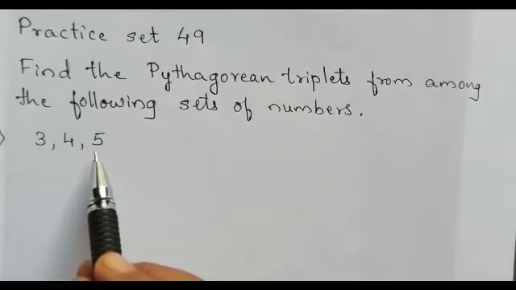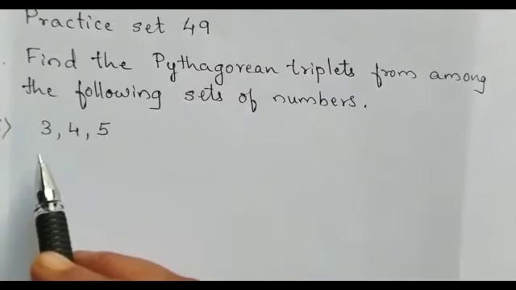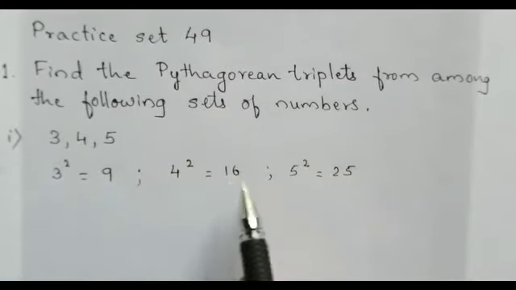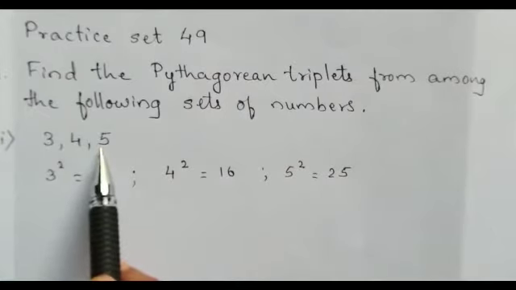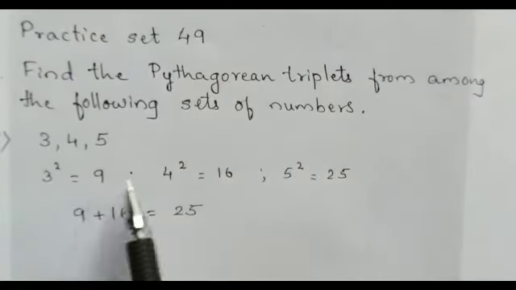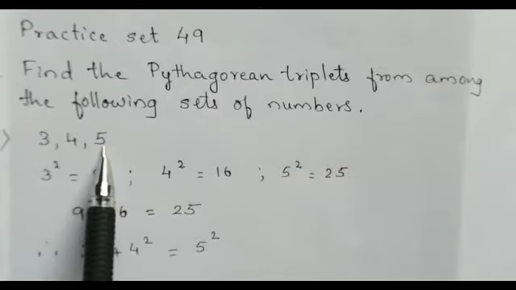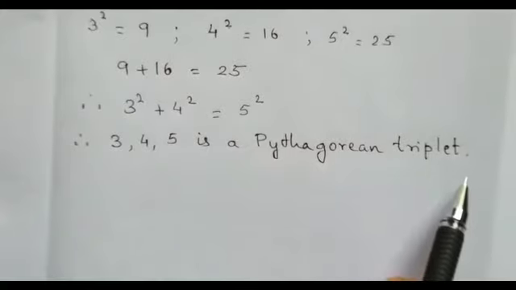Here, which is the biggest number? Yes, the biggest number is 5. So, if 5 square is equal to 3 square plus 4 square, then we can say that 3, 4 and 5 is a Pythagorean triplet. We know 3 square is 9, 4 square is 16 and 5 square is 25. The biggest number is 5. Now let's add the squares of the other two numbers. The sum of 9 and 16 is 25. So we can write 3 square plus 4 square is equal to 5 square, which means that 3, 4 and 5 is a Pythagorean triplet. Therefore, 3, 4 and 5 is a Pythagorean triplet.